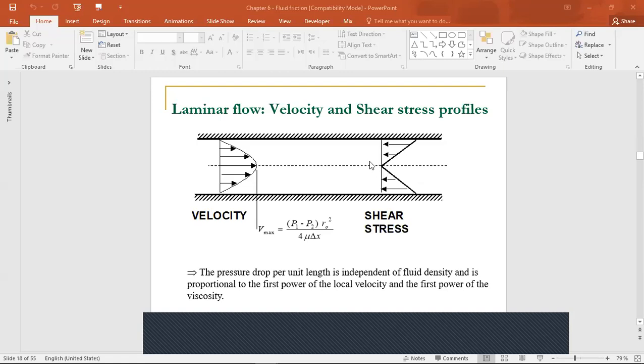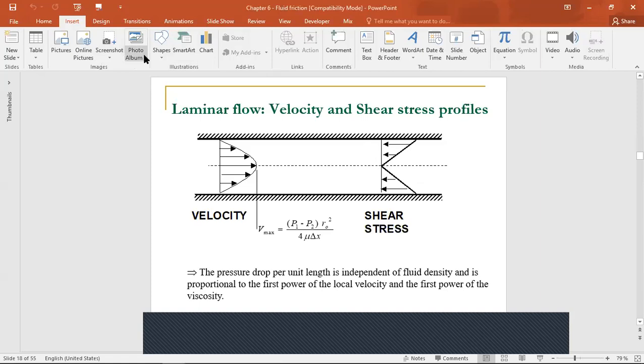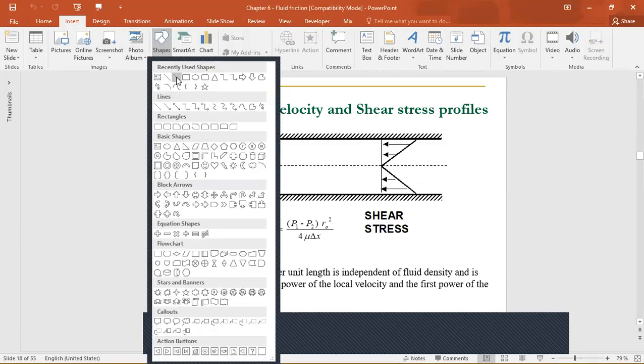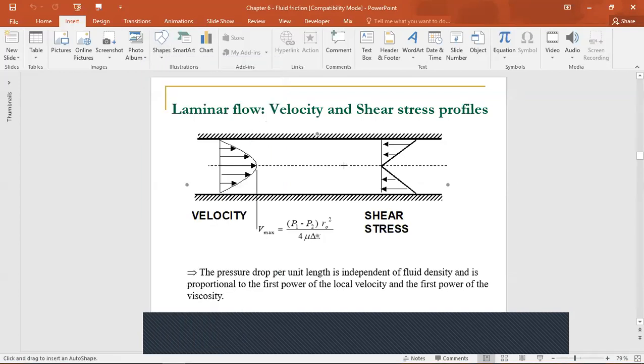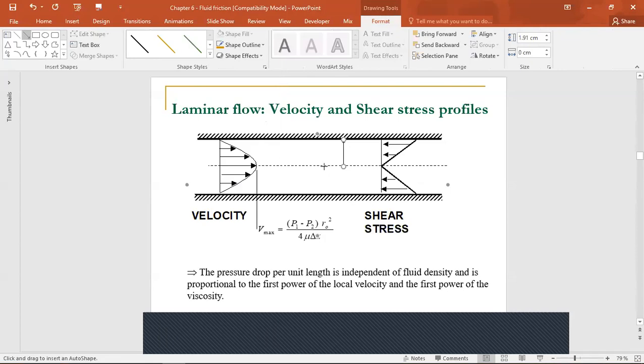What do we mean by R value? R value is the distance from the center here towards the wall. So this is R, starting from the center and going up in this direction. So we should notice that the relationship between the velocity and location R is parabolic, squared I mean, and between the shear stress and the location is a reverse relationship, okay?